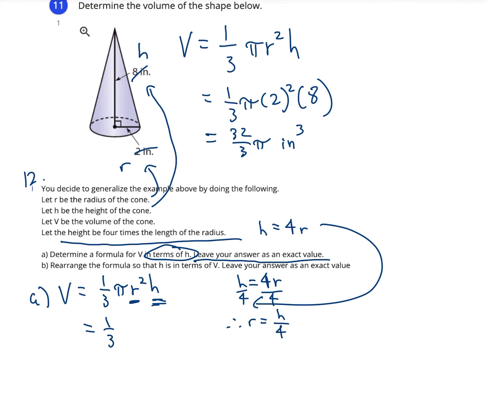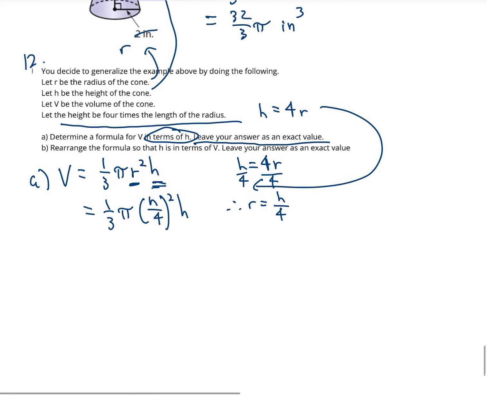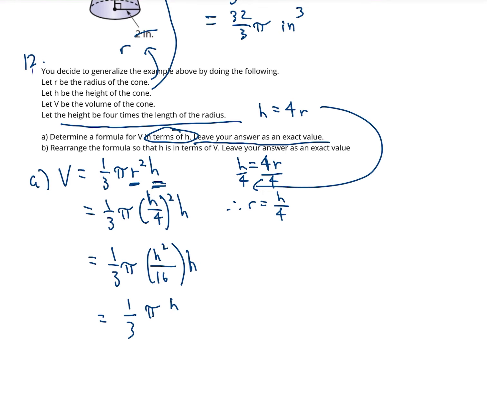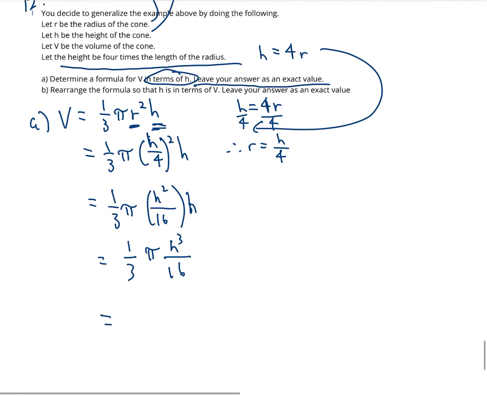Okay, so substitute that in for r, which is h over 4 squared times h. That would give us h over 4 squared is h squared over 16 times h. And that's 1/3 pi h cubed over 16. And perhaps that can be written in a nicer way. It's pi h cubed over 48.